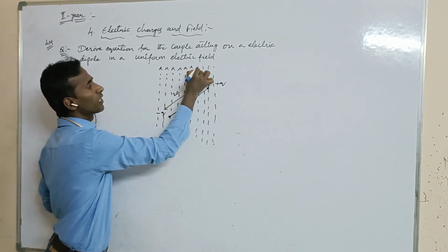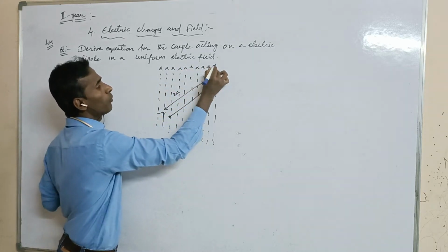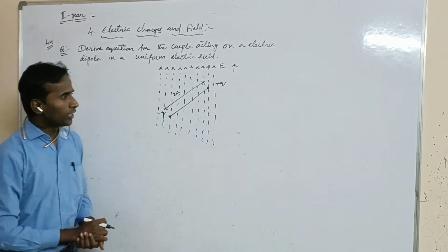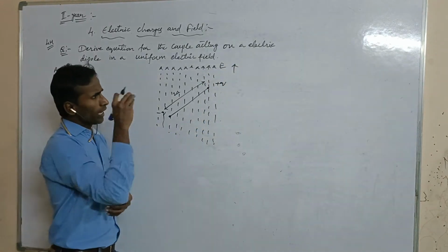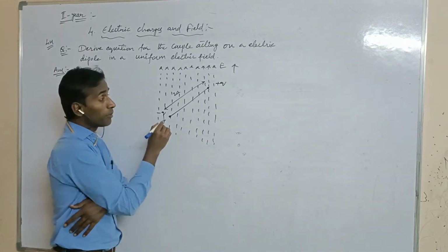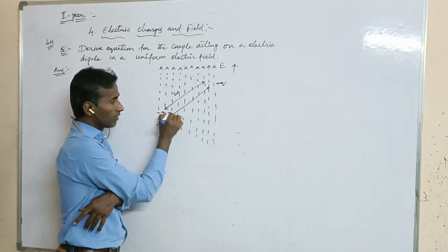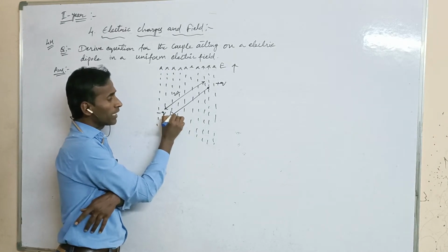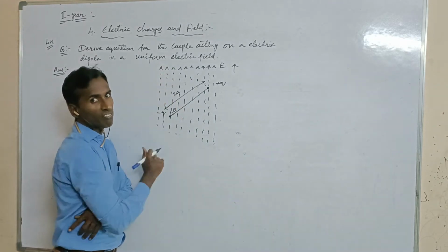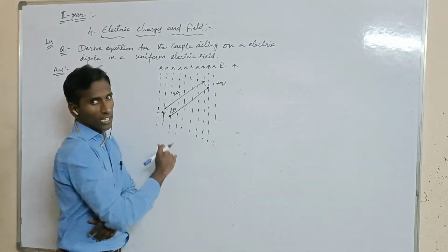This uniform electric field is directed upward, that is E. It is shown in the upward direction. Now see here, in the uniform electric field, this dipole makes an angle theta with the direction of the electric field.